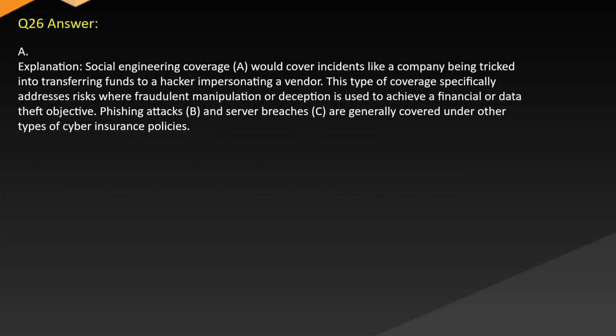Answer A. Explanation: Social engineering coverage would cover incidents like a company being tricked into transferring funds to a hacker impersonating a vendor. This type of coverage specifically addresses risks where fraudulent manipulation or deception is used to achieve a financial or data theft objective. Phishing attacks (B) and server breaches (C) are generally covered under other types of cyber insurance policies.